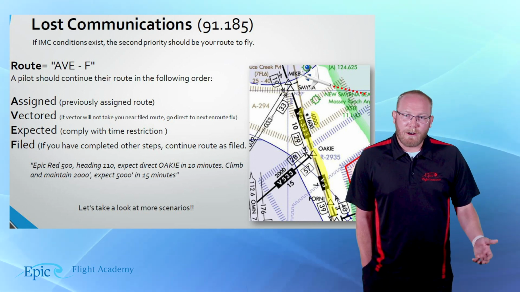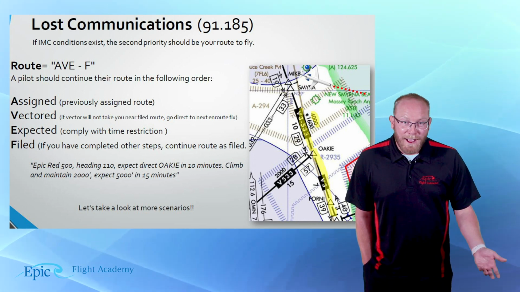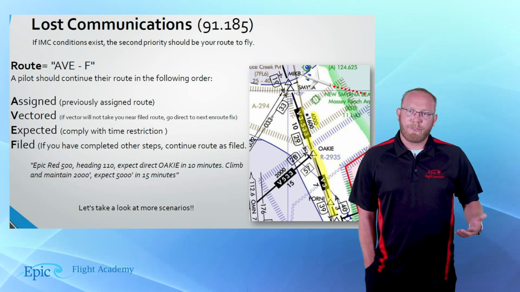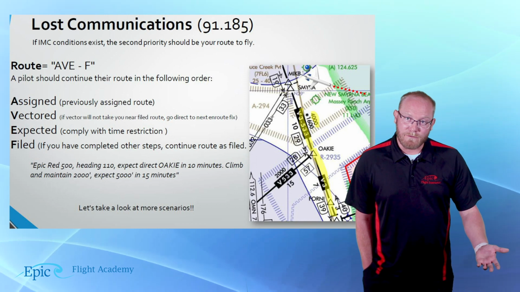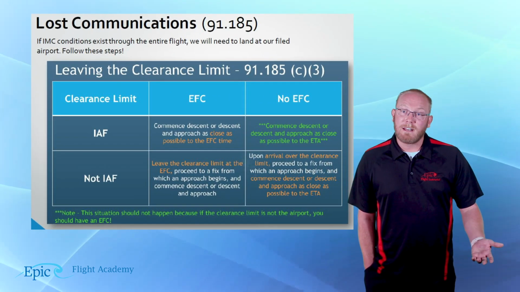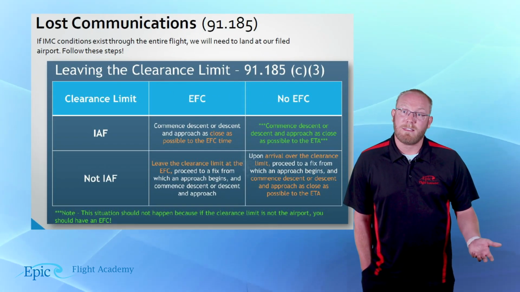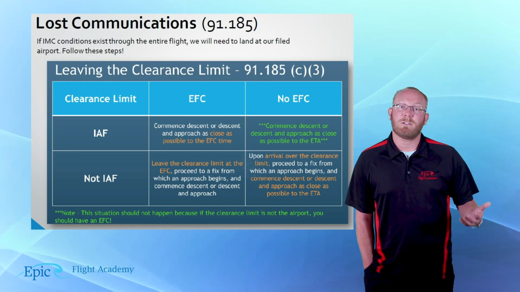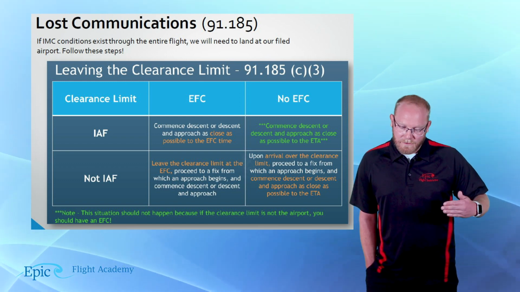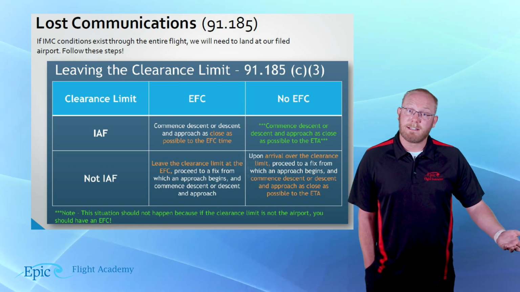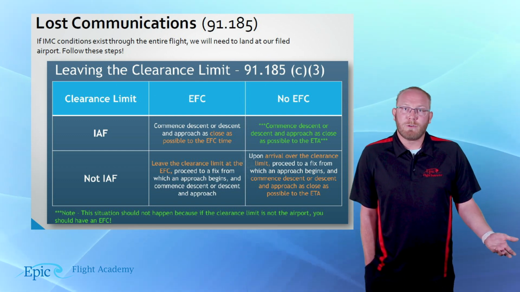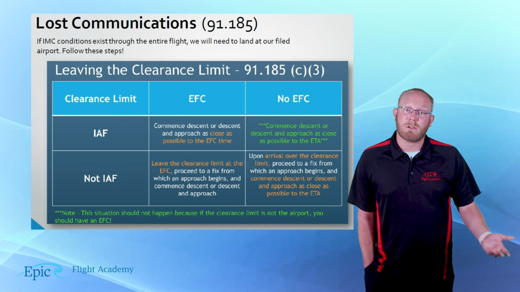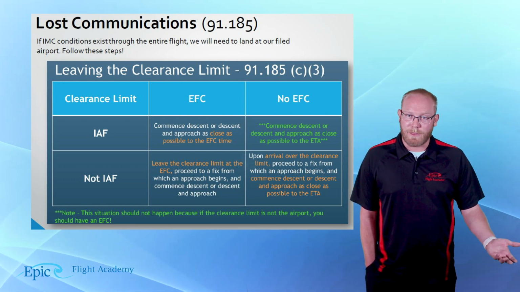Now, we figured out our altitude, we figured out our route, but how do we land? How do we know when to land? Well, that walks us into the next part of this, right? So if you reference 91.185 in the FAR/AIM, Charlie number 3, you'll get into what's known as your clearance limit, right? This is kind of the last point that ATC has cleared you to. But now you don't know what to do next. Well, that's okay, because we have specific procedures that we can follow to do that.